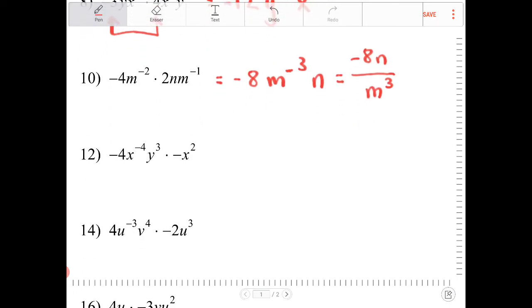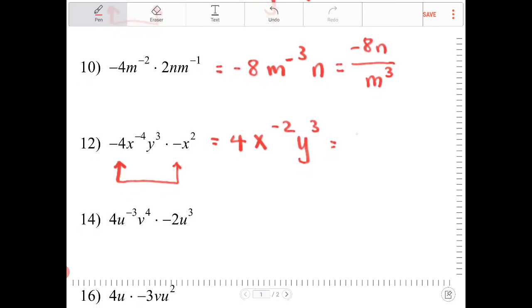Next. Negative 4 times x to the negative 4 times y to the third times negative x squared. If I multiply negative 4 and negative 1 together, I end up with positive 4. x to the negative 4 and x to the second, that makes x to the negative 2. And y to the third, well, that's just y to the third. And then re-expressing this, this is equivalent to 4y to the third over x squared.